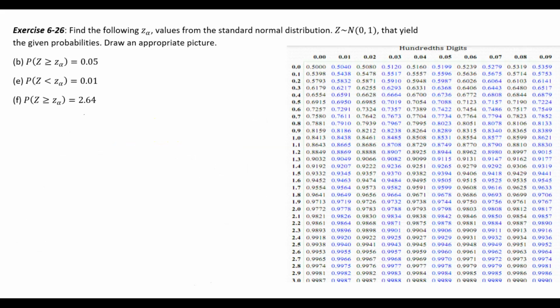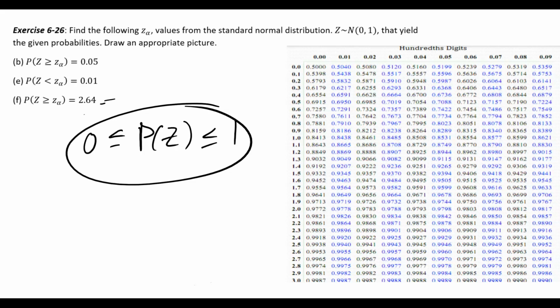The last problem, F, is the easiest of them all. They're asking us to find the z sub alpha that's associated with the probability of 2.64. Well, we know that that's not possible because we know that all probabilities must be between 0 and 1. So for F, this is not possible.